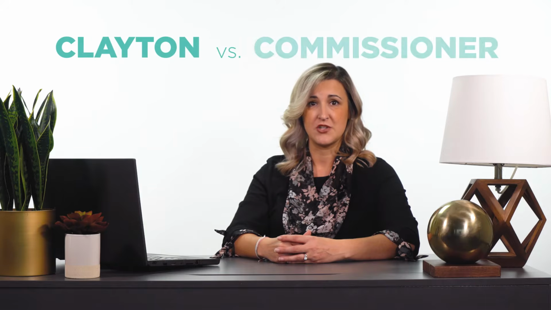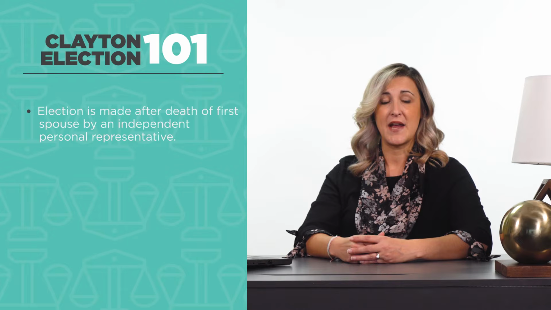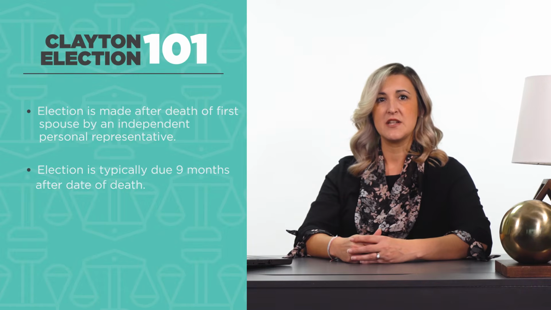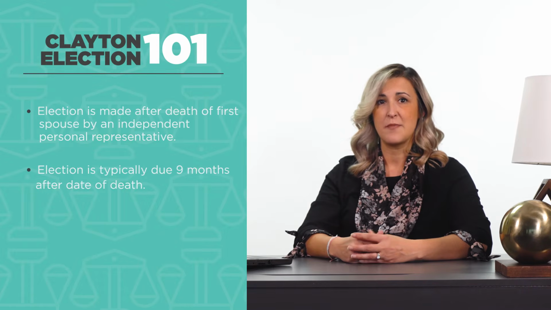The name Clayton election comes from a 1992 Fifth Circuit U.S. Court of Appeals case called Clayton v. Commissioner. The election is made after the death of the first spouse by an independent personal representative on a timely filed federal estate tax return, Form 706. This is typically due 9 months after the date of death, but may be extended for an additional 6 months.